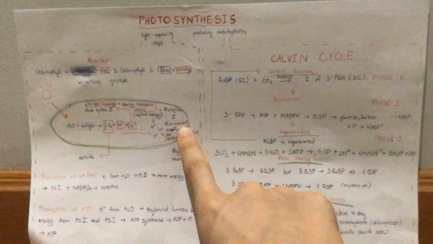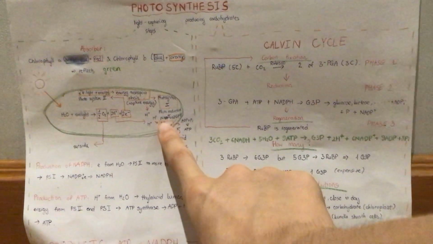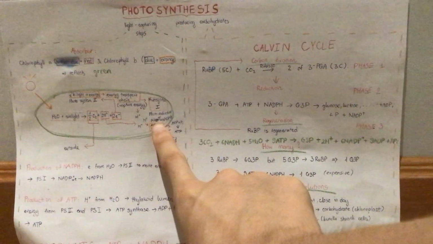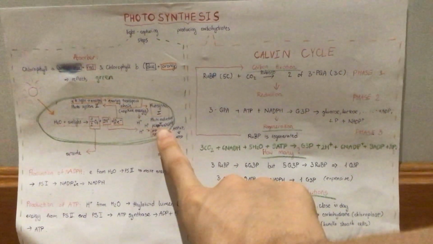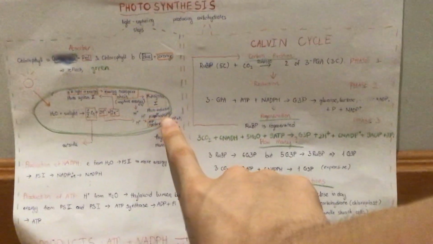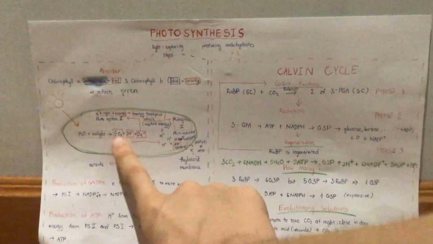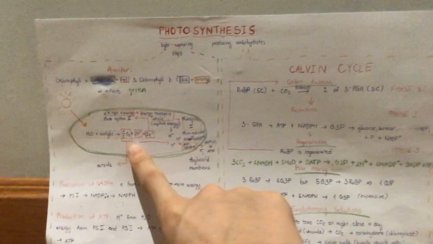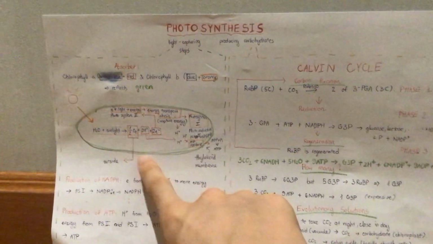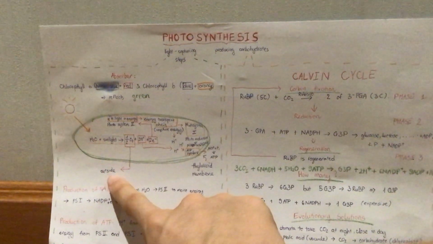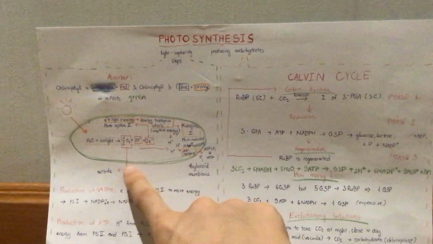This is where the electrons end up. They will make NADP into NADPH. Oh, one thing that I forgot to say: when the water is broken down, the oxygen goes outside, and that's what we breathe in.